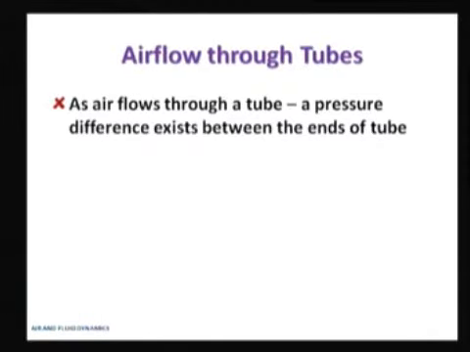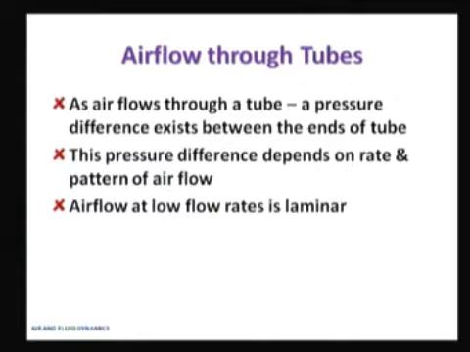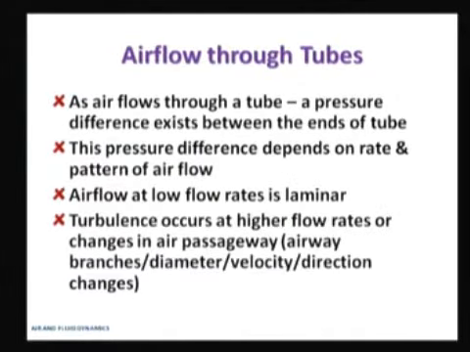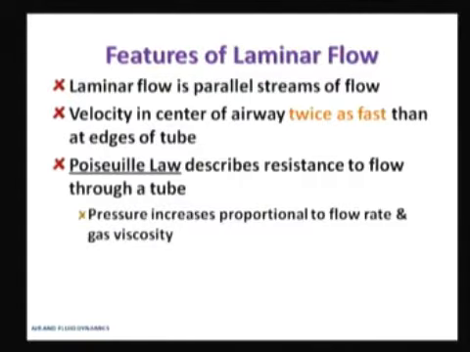As air flows through a tube, a pressure difference exists between the ends of the tube. This pressure difference depends on the rate and the pattern of airflow. This is what we are going to manage. Airflow at low flow rates is usually laminar, and I will explain what laminar is. Turbulent airflow occurs at higher flow rates. Laminar flow is parallel streams of flow. Velocity at the center is twice as fast as at the edge of the tube, and there is a physical law, Poiseuille's law, that describes the resistance to flow through a tube.